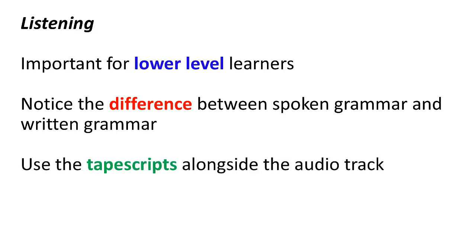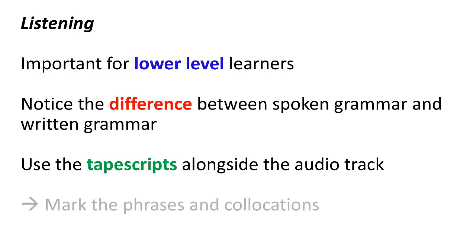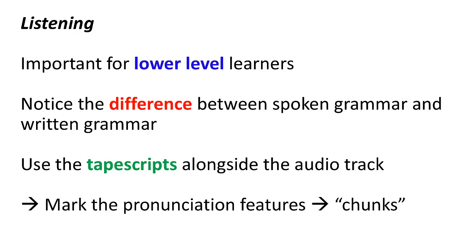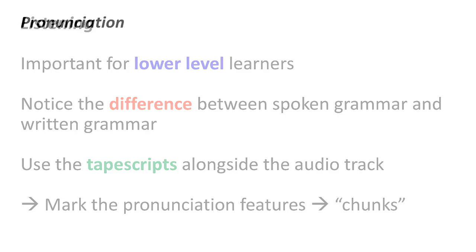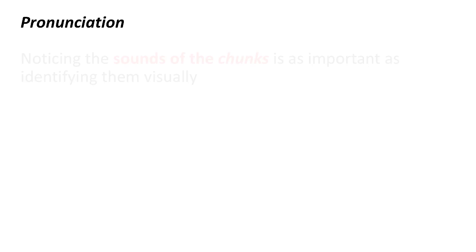It's particularly good to use the tape script alongside the audio track. This makes listening easier and helps students explore the language better. You can get them to mark the phrases and collocations on the tape script, and also the pronunciation features. And what these pronunciation features produce when introduced into collocations and phrases are chunks of words, chunks of sounds. Let's look at this in a bit more detail.